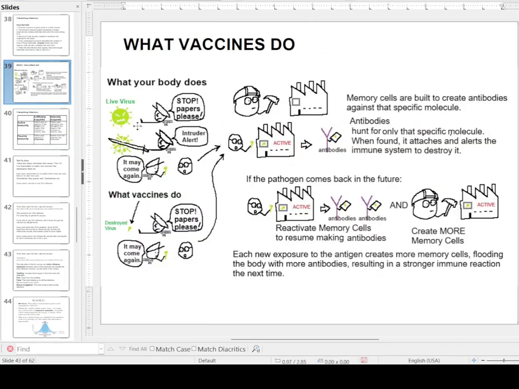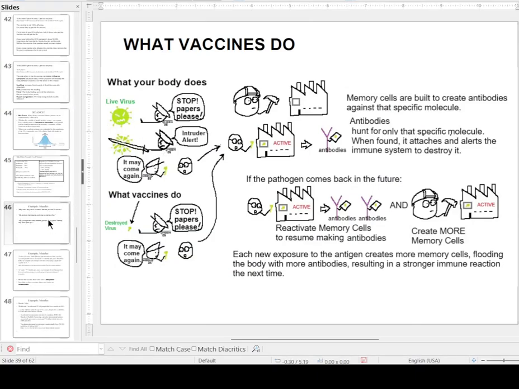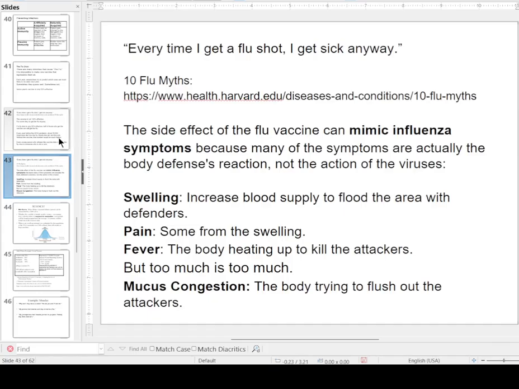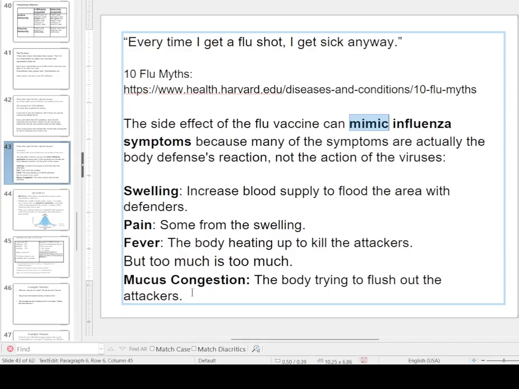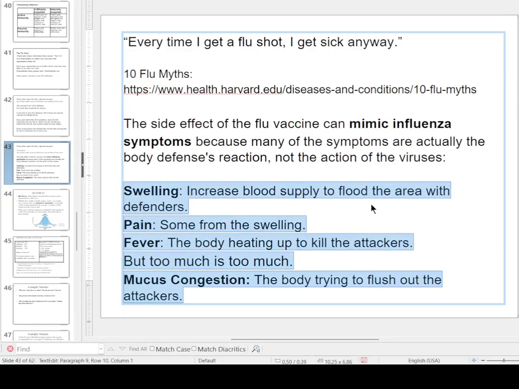Why does your body do that? Because it detected an invader and it triggered the alert. What does the vaccine do? It mimics an invasion. It tricks your body into thinking it got invaded. So your body triggers the alert. So if you're feeling these symptoms after a flu shot, maybe it means the vaccine is working as intended. It's making your body think it's being invaded, so it starts making antibodies. It starts making memory cells.